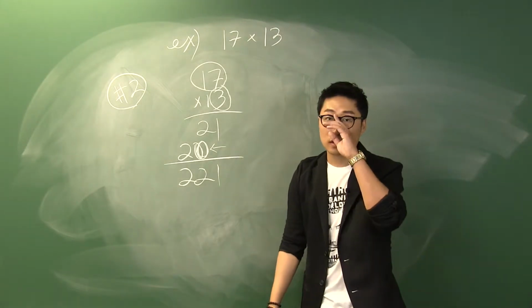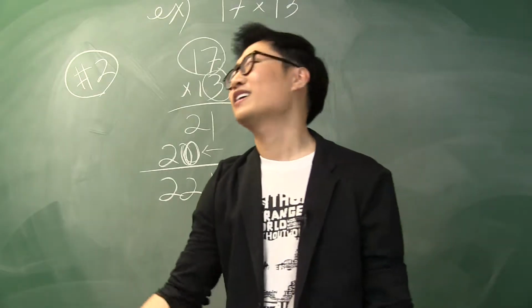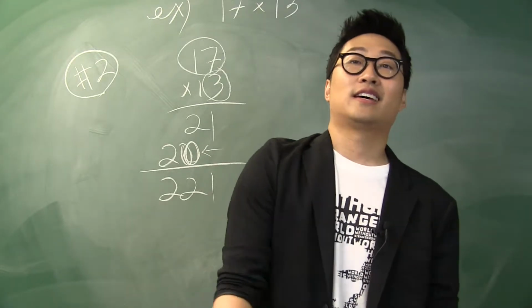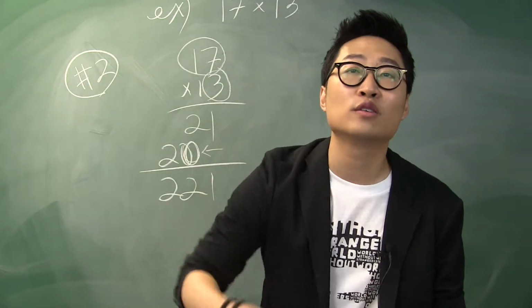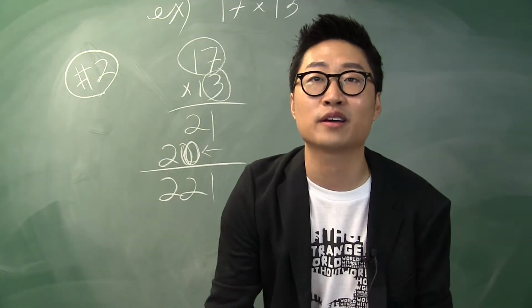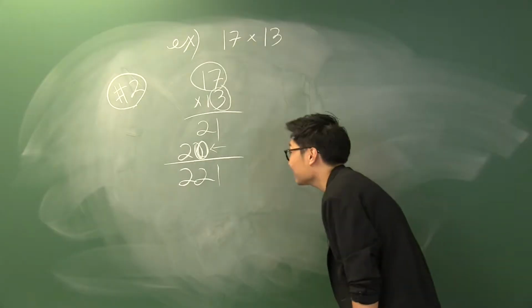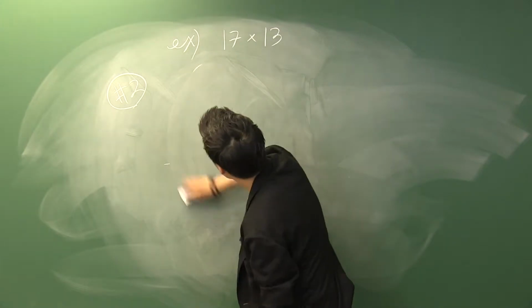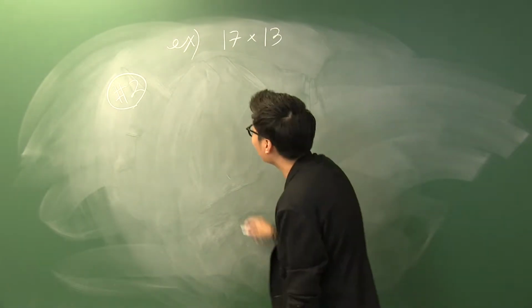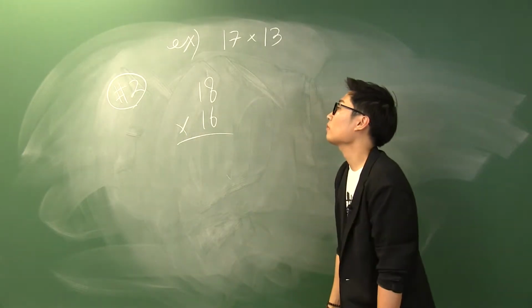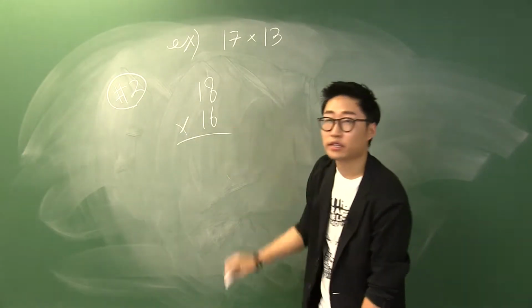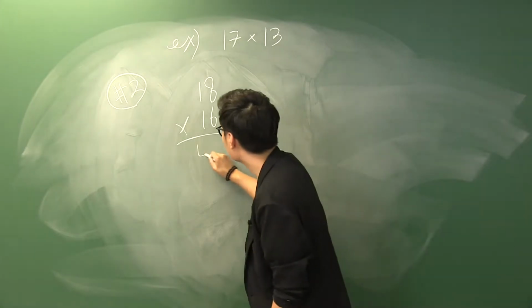21. And you might be thinking, he probably just grabbed a number that just happened to work and it's probably not going to work on other numbers. Well, for all of the suspicious fellows out there, let's do another example, right? Not 17 times 13, something random. I don't know, 18 times 16. Let's do that. Okay, 8 times 6, 48.